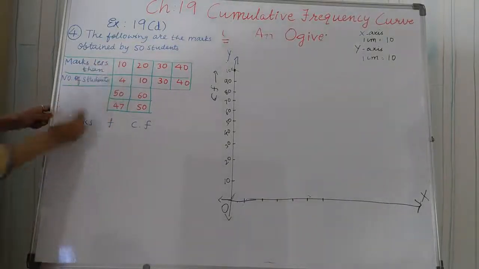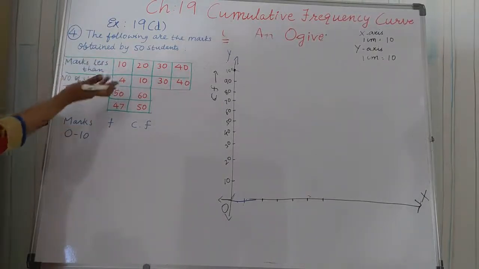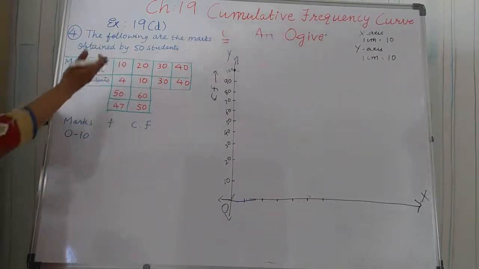So here I write marks first, or you can write class interval. So for that 0 to 10, less than that is 0 only, marks start with always 0, and less than 10.